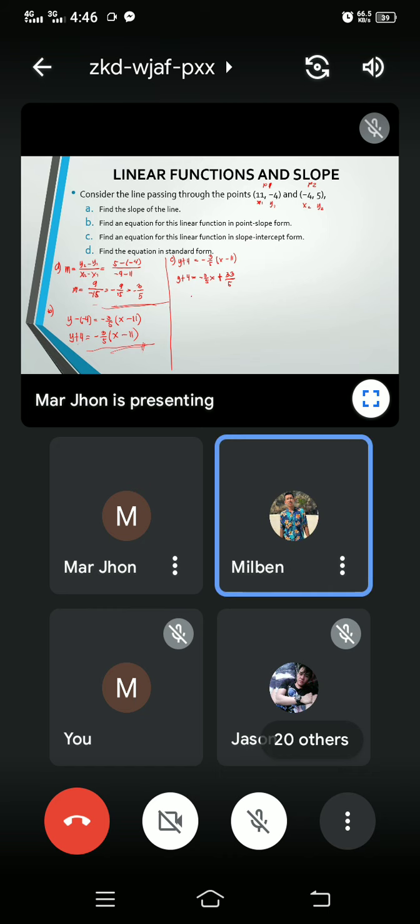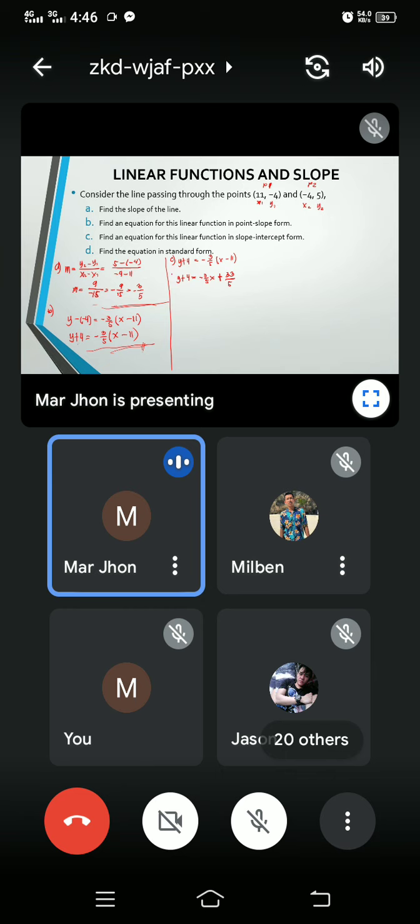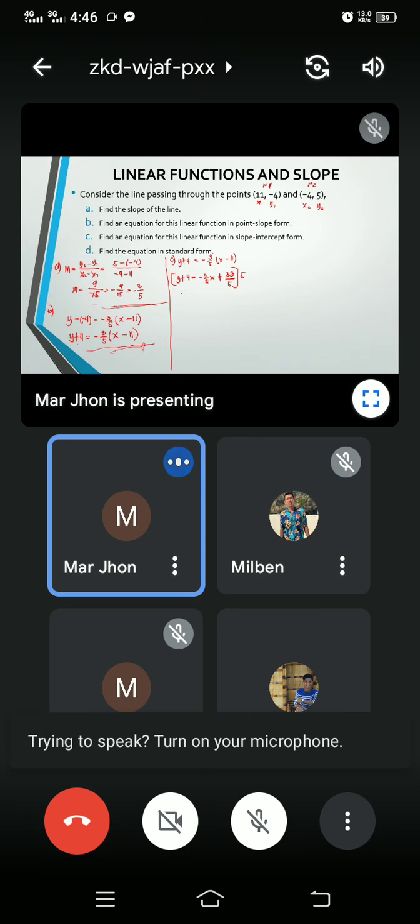So, i-multiply na to both sides sa entire equation sa 5, di ba?